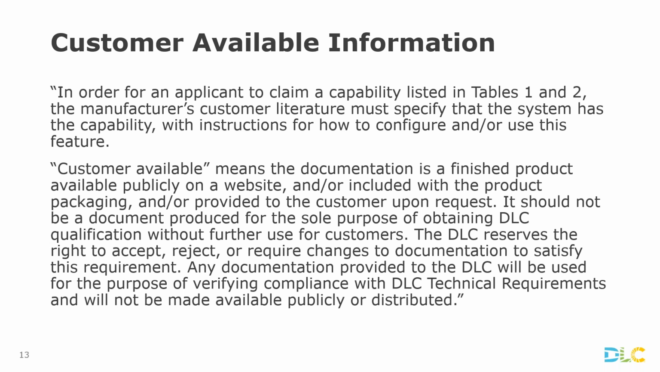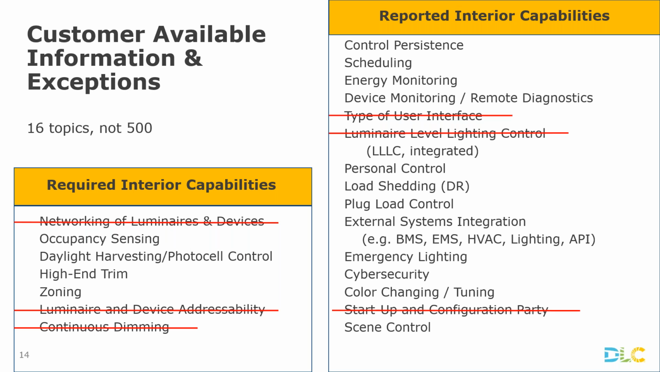And then the second paragraph has details about what we mean by customer available information. Going back to table 1, that means that in order to claim any of the 16 capabilities that are not crossed out here, the product literature needs to tell how to configure and/or use each capability.